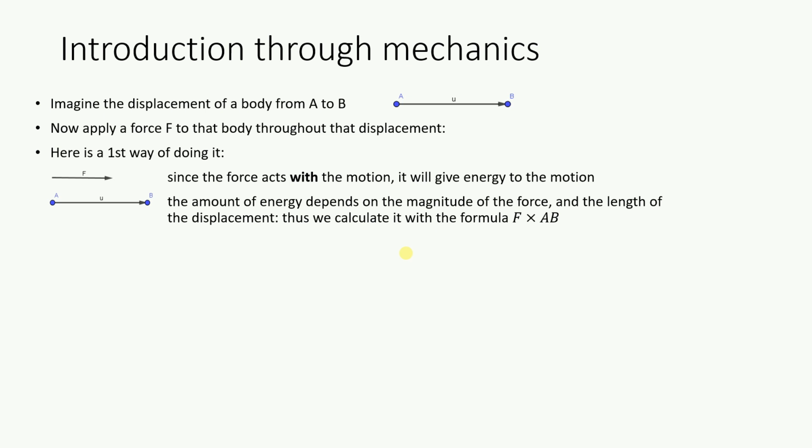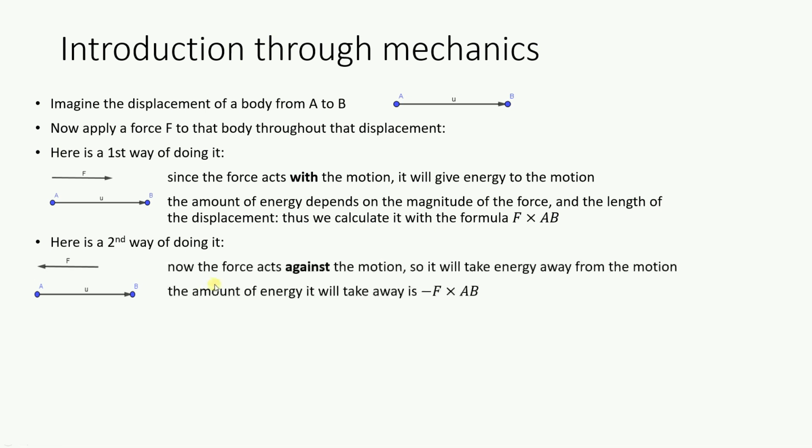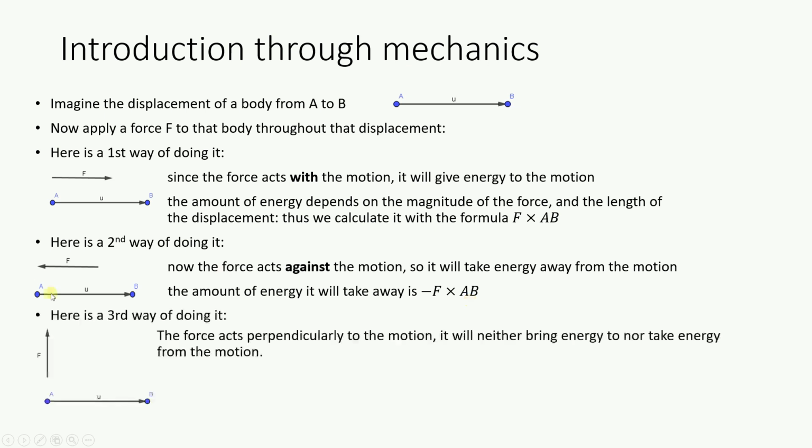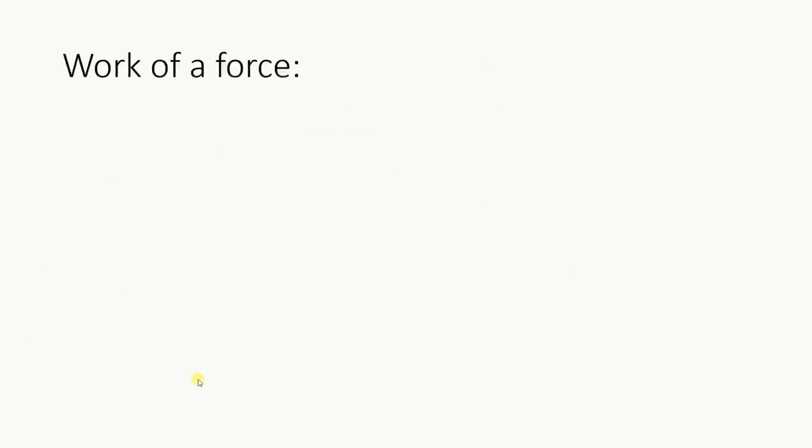So along the displacement from A to B, the total amount of energy it will bring is just the product F times AB. Now if your force has the opposite direction, then it will take energy from the motion, and the total amount of energy it will take away is minus F times AB. If your force is perpendicular to the motion, then it will neither bring energy to the motion nor take energy from it. That is what we call the work of a force, the total amount of energy a force brings to or takes away from a motion.